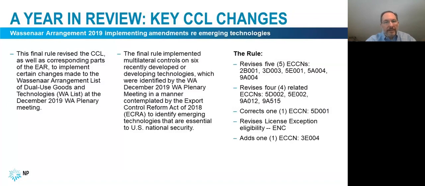Okay, so the next set of changes relates to the implementation of Wassenaar 2019. These are multilateral controls, directed to recently developed and developing technologies. These are the emerging technologies that BIS is working on. This is sort of a parallel process in that these came out of the Wassenaar arrangement. So in this case, it makes changes to 10 ECCNs, primarily in categories 2, 3, 5, and 9. Next slide, please.